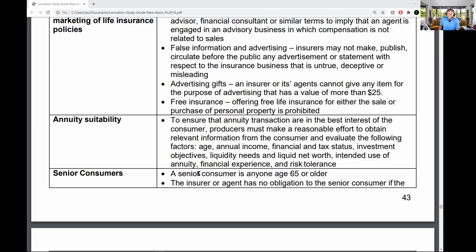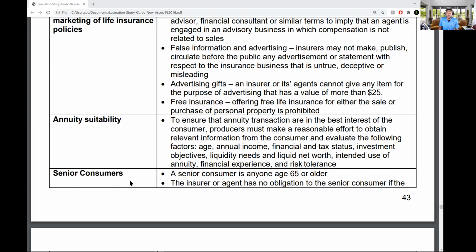Also, the intended use of the annuity. Also, financial experience. Do they have any experience in the financial arena, in the marketplace? And also their risk tolerance, how much risk they can tolerate. Some people can take moderate risk, they might be conservative, they might be aggressive. So you have to know that person's risk tolerance, because you have to be careful when you recommend those types of products. So those are some key points for you to know about annuity.